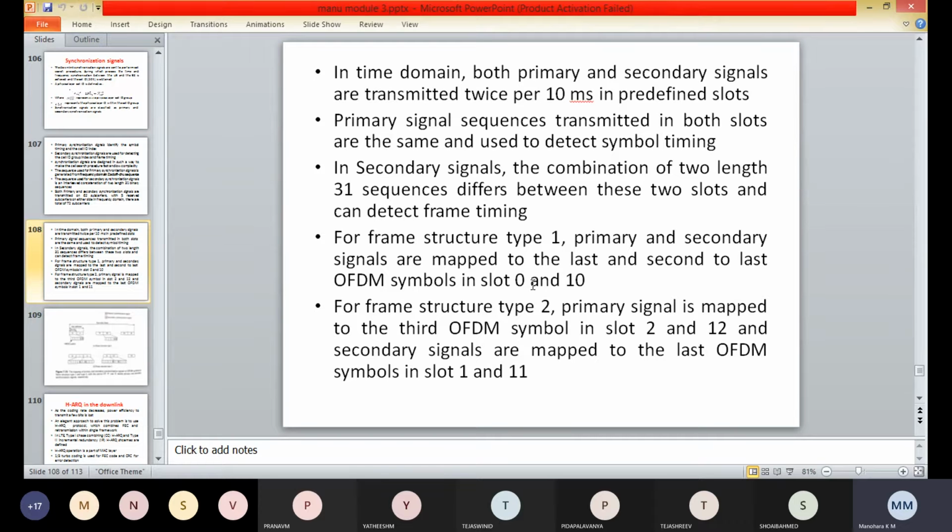So here for the frame structure type 1, the primary and secondary synchronization signals are mapped to the last and the second to last OFDMA symbols in slot 0 and slot 10.